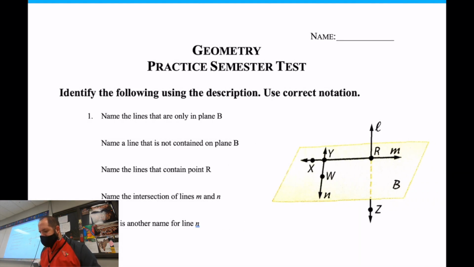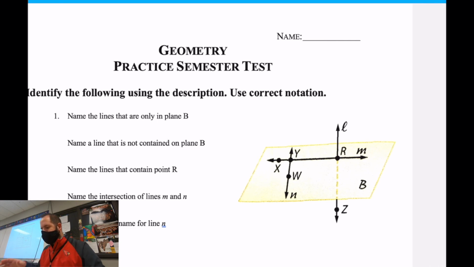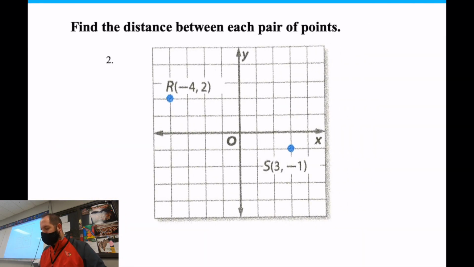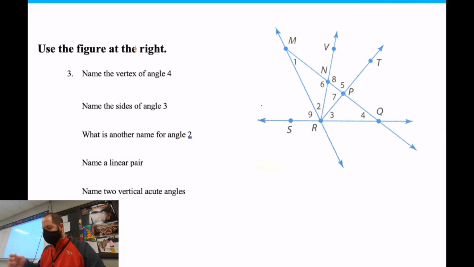Obviously, the first problem we did last Thursday was points, lines, and planes. We talked about that yesterday. We talked about how to find distance on a coordinate plane. Just make sure you know your formula for this one. Go back and watch last Thursday's video, or check the PowerPoint we did that day.